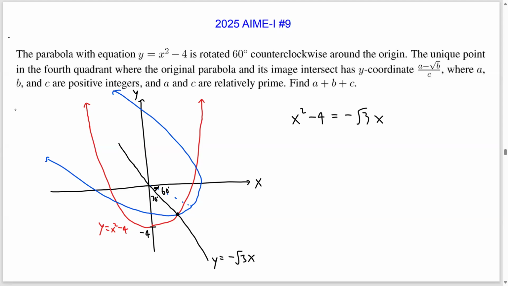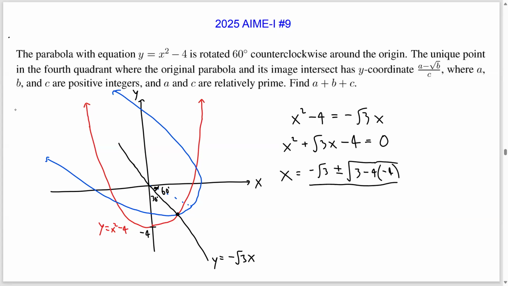But this equation is just a quadratic equation in x. So let's write it in the standard form. And when we use the quadratic formula to solve for x, we're going to get that x is equal to negative root 3 plus or minus the square root of 3 minus 4 times negative 4, all over 2.